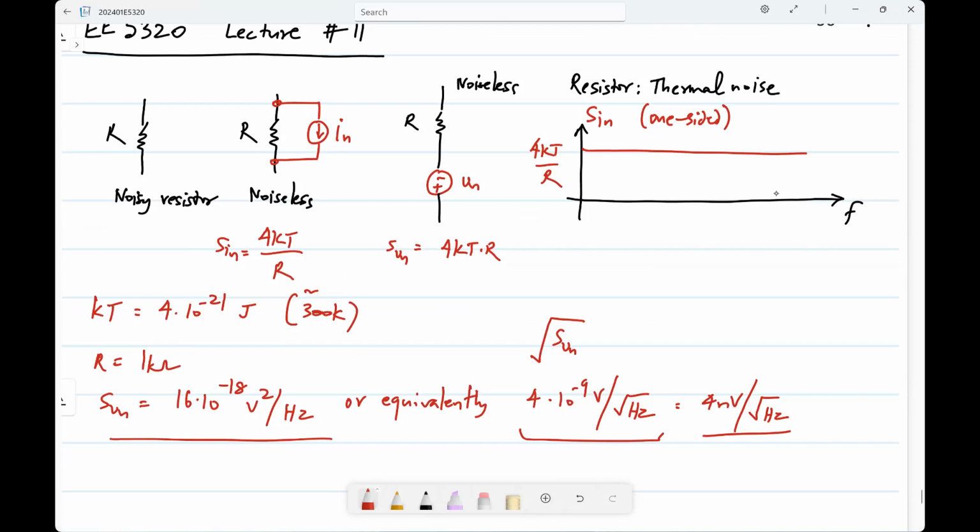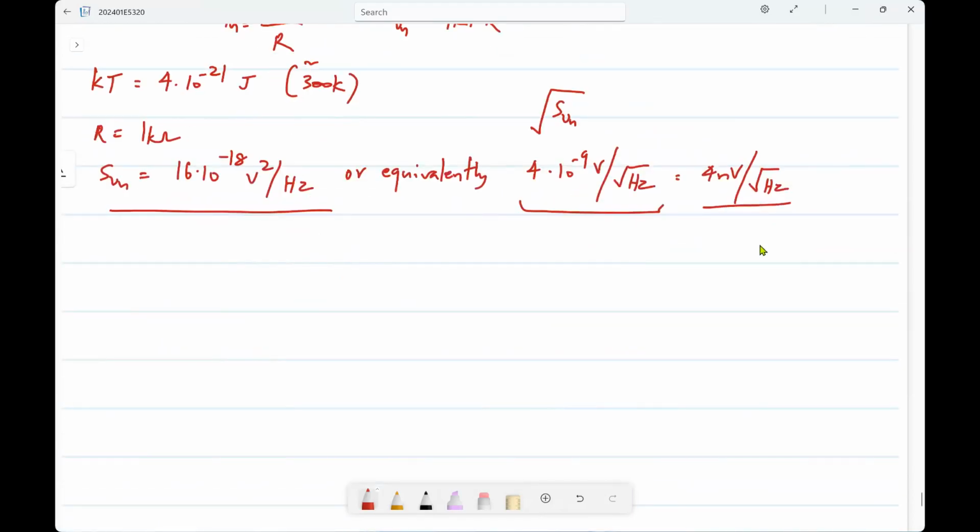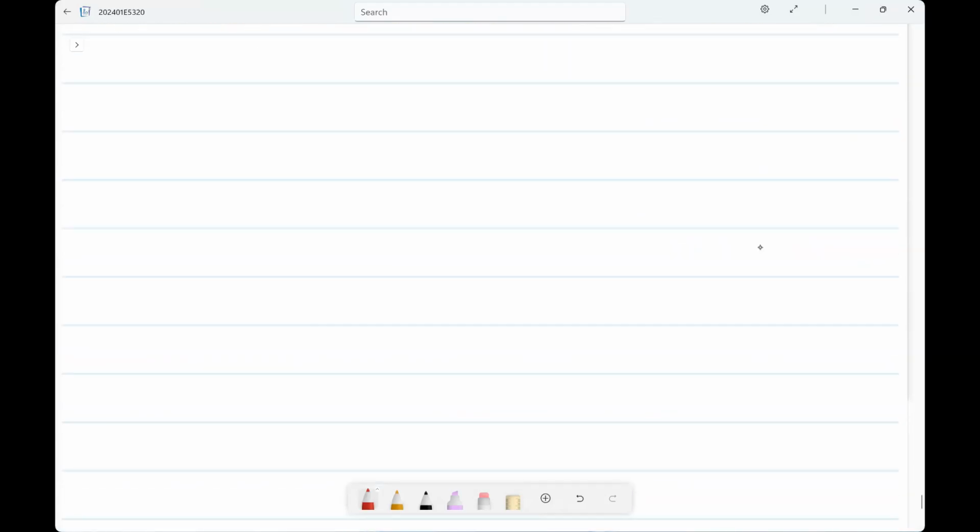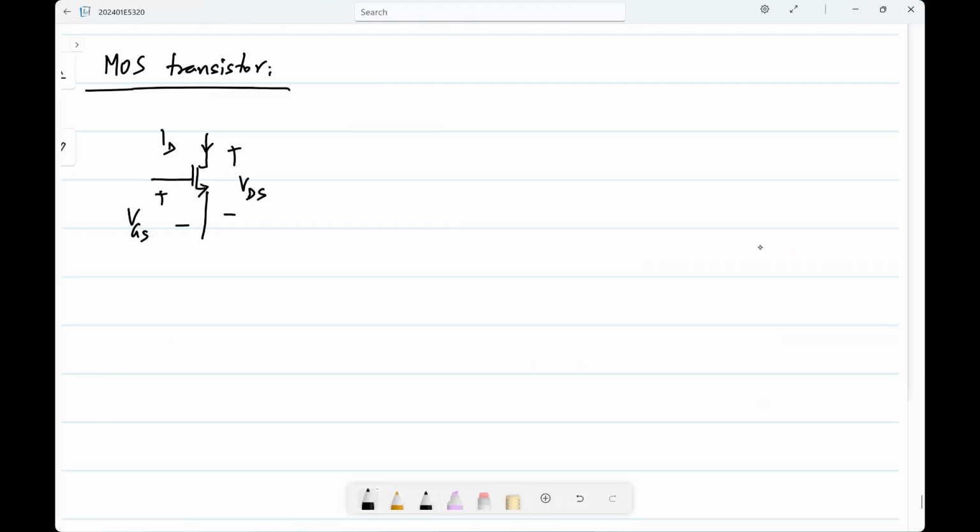So with these sources, you can do any analysis that you want. And now we can go on to the other components. So you have a MOS transistor, and again, I'll use the simple model. You have some ID that is given by the MOS model, right?